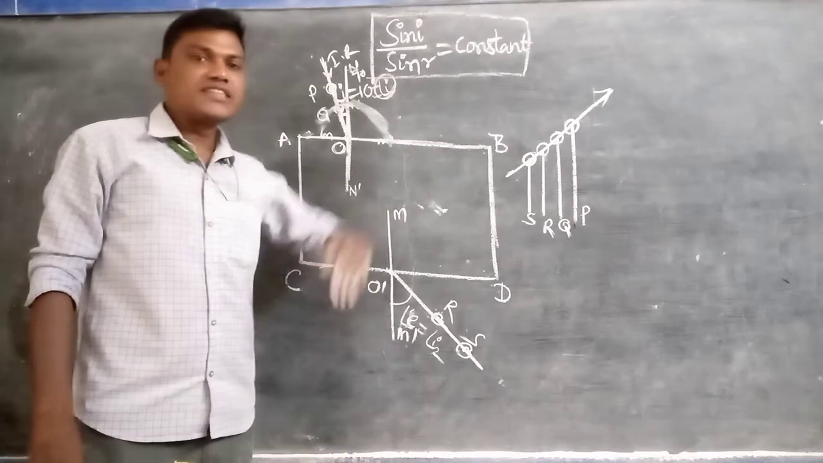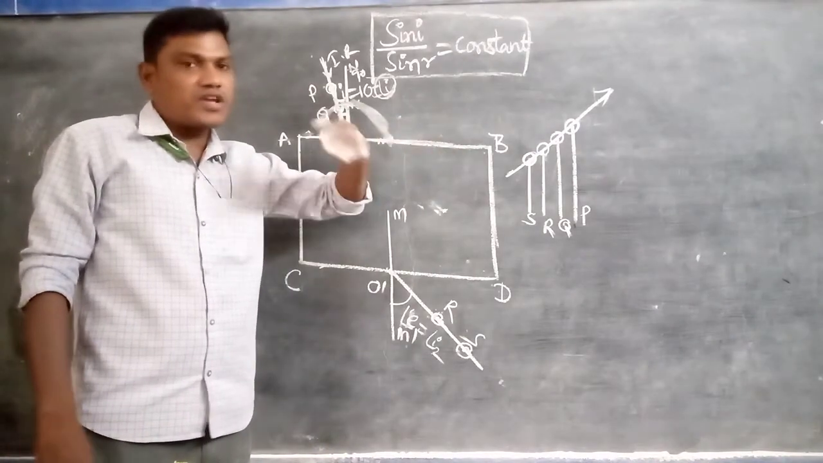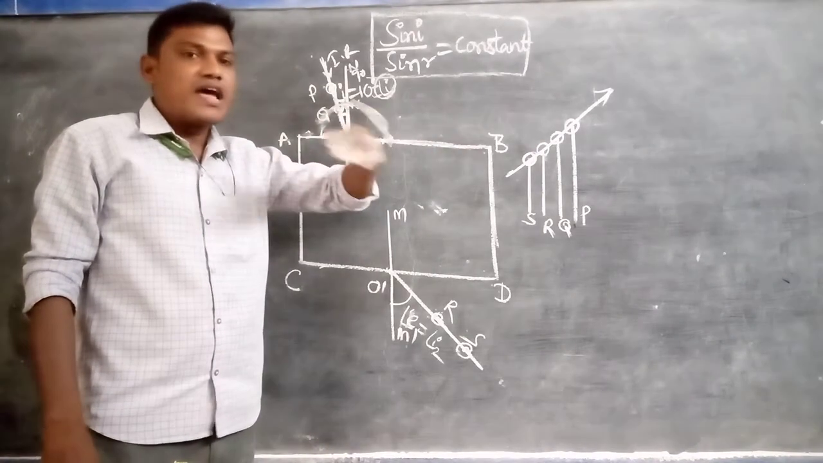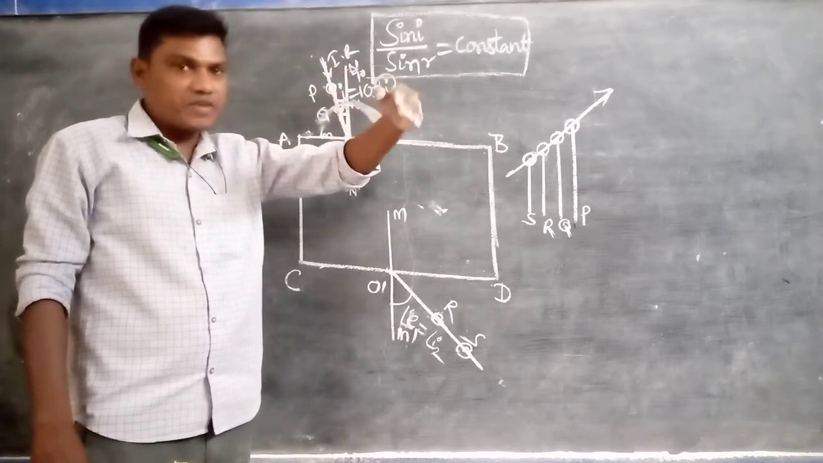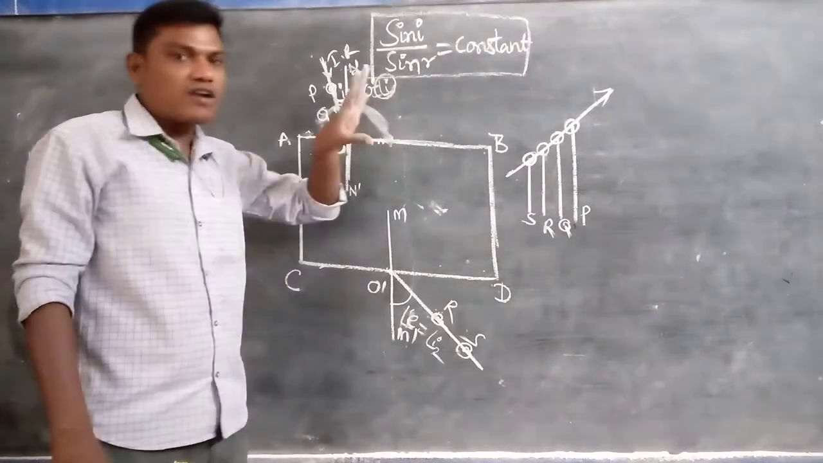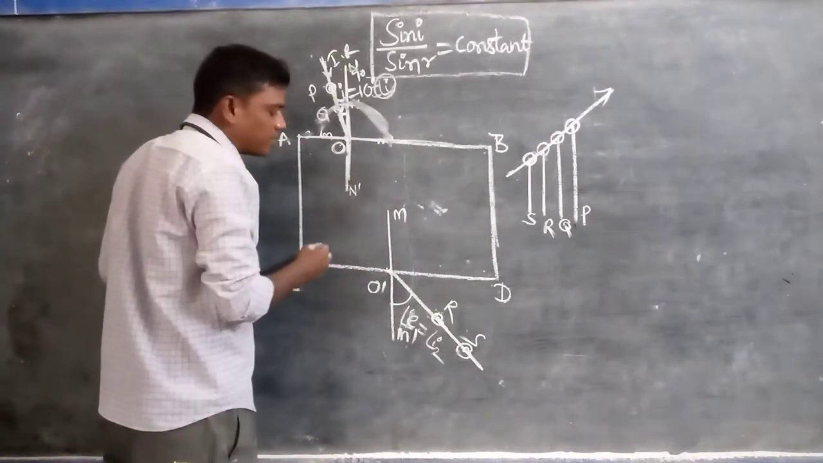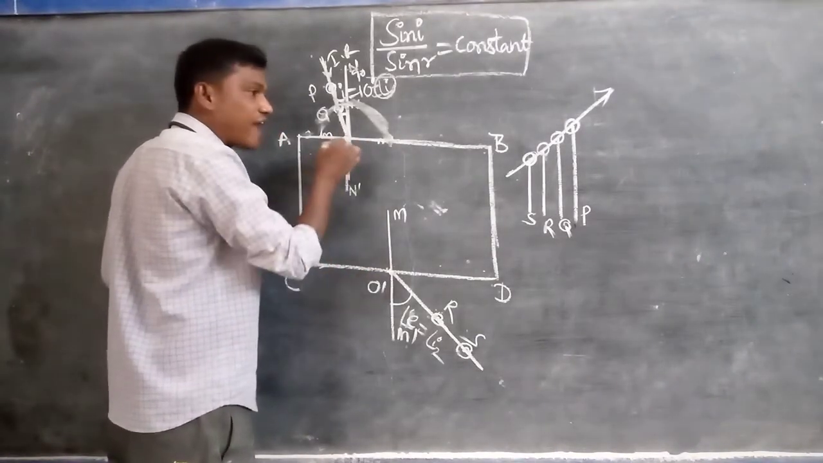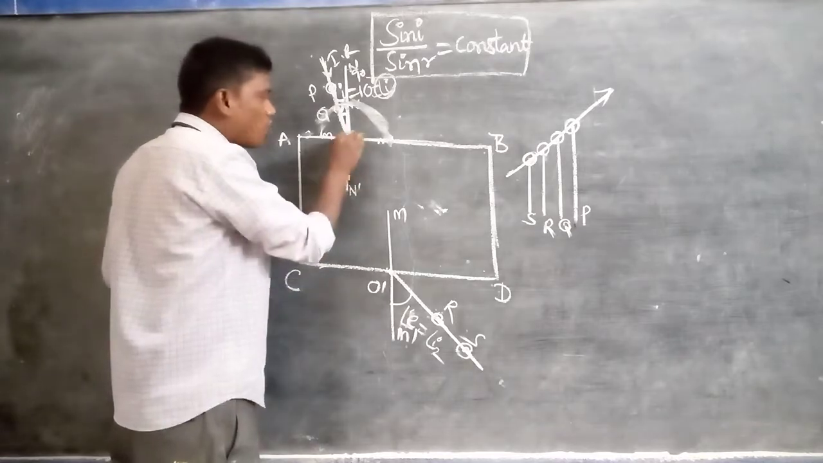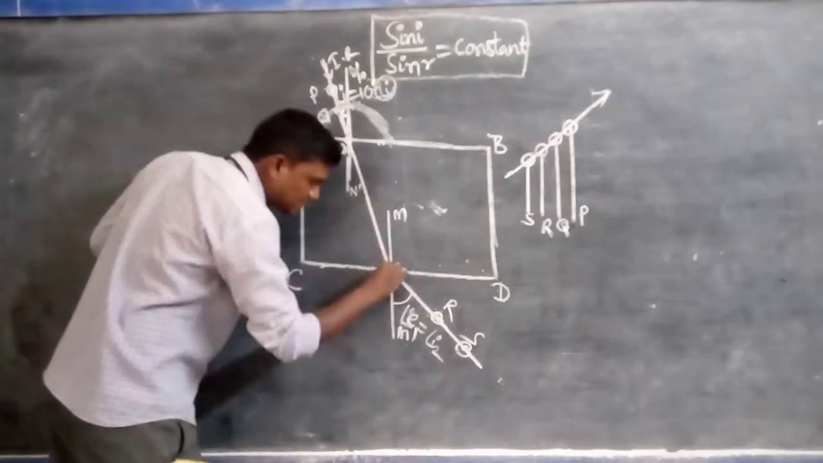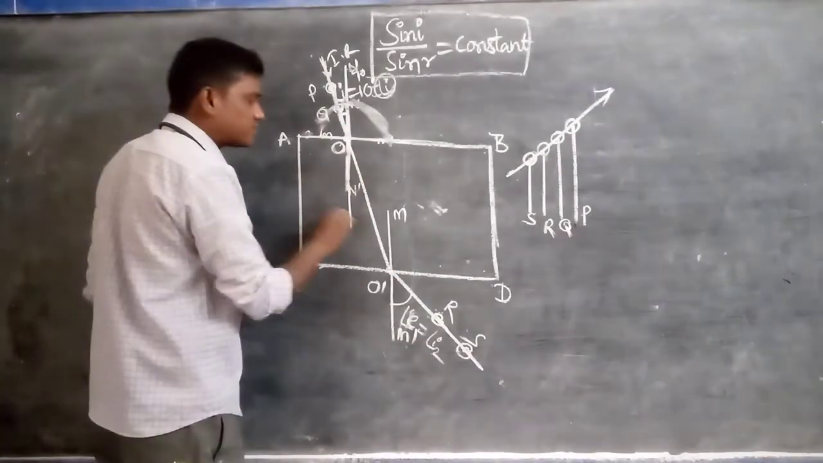This is used in a later concept: experimentally determine the nature of the image with the help of the glass slab and find the lateral shift of the glass slab. But now we can draw an imaginary line joining O to O dash. Here we are observing that.